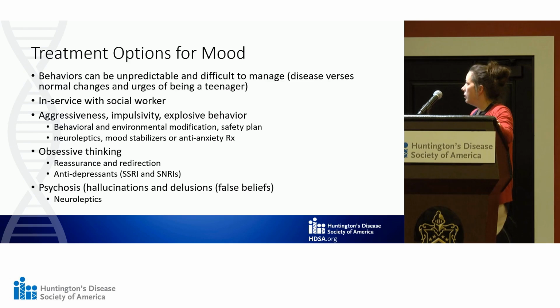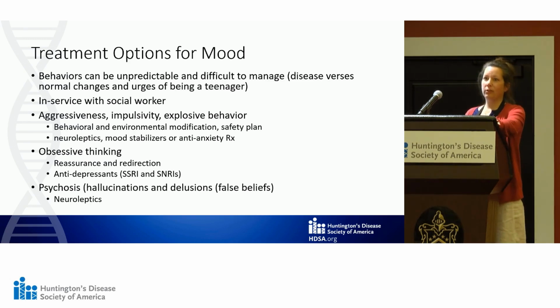Behaviorals can be unpredictable and difficult to manage. Is this the disease or are you just being 13? Right? Like, it's tough. Remember being a teenager? Those are tough years. Your hormones are all over the place. You don't know what's going on. So again, is this the disease or are they just kind of going through natural experiences? Is there something at school that's happening, prompting it? Is it an environmental thing, right?